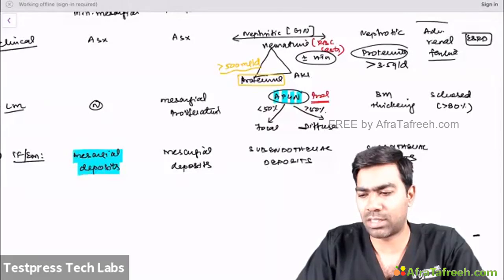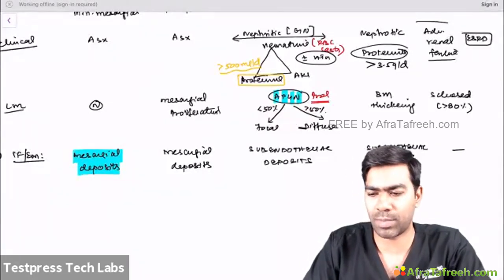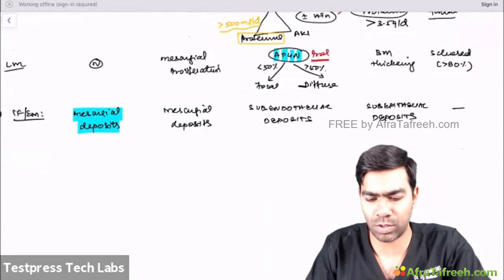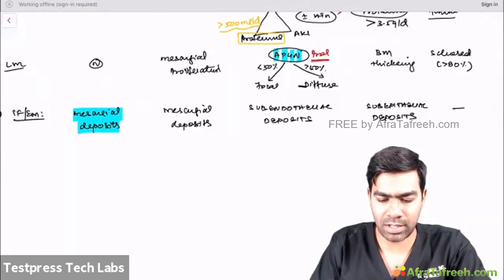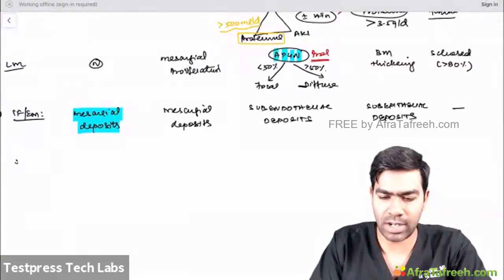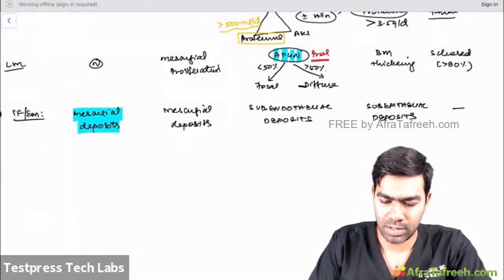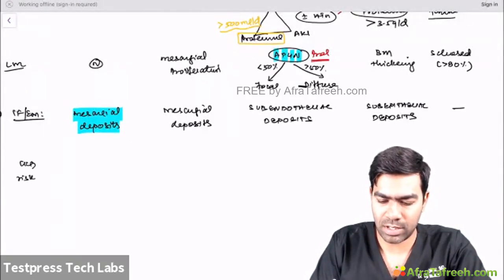And class 6, I don't think there is much to tell about class 6 in immunofluorescence or electron microscopy, because the glomerulus is already completely sclerosed. And then we can talk about the CKD risk. What is the long-term chronic renal failure risk? Risk of developing a chronic kidney disease, CKD risk.